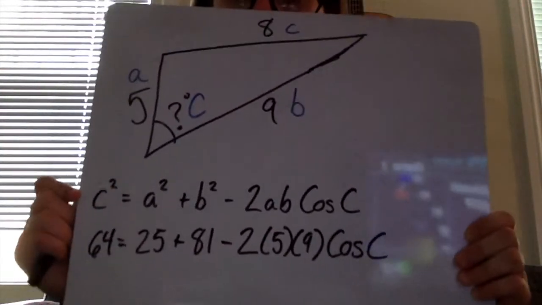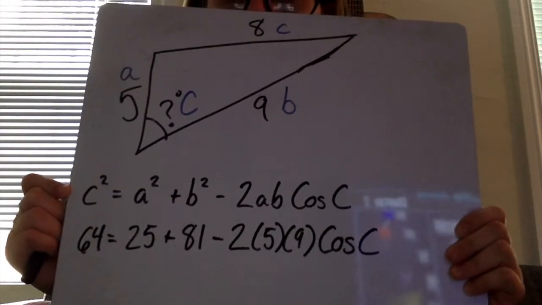So let's plug what we know in. C squared is 64. A squared is 25. And B squared is 81. 2 times 5, 9. And again, I don't know what cosine of C is. That's really okay. So when I plug things in, this is what I've got.